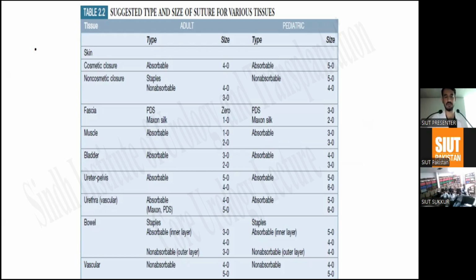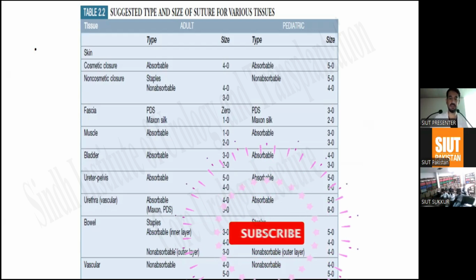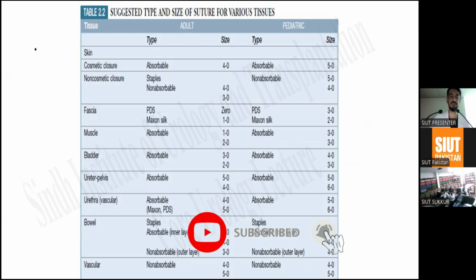And for bowel, we can use staples or absorbable for the inner layer 3-0, 4-0, and in the pediatric population 4-0 to 5-0. And for vascular ligation, we use non-absorbable 4-0 to 5-0, and in pediatrics again 4-0 to 5-0.